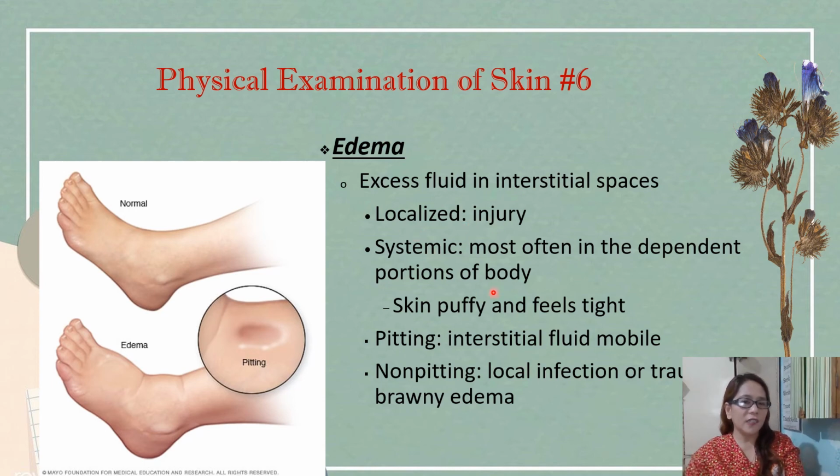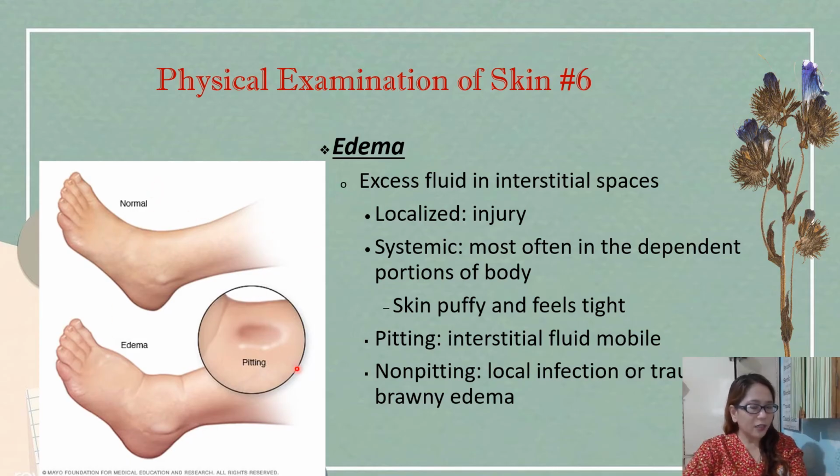If the cause is systemic, probably it can be seen on the dependent portions of the body. Kapag may problem sa heart, nagkakaroon ng edema. Skin puffy and it feels tight. If the edema is pitting, there is an interstitial fluid mobile or fluid sheet between the tissues. The non-pitting edema, the cause is usually local infection or trauma, or this can be called as Browning edema.